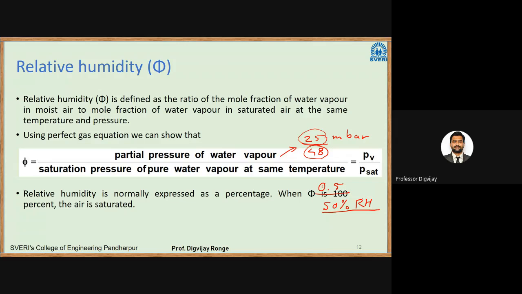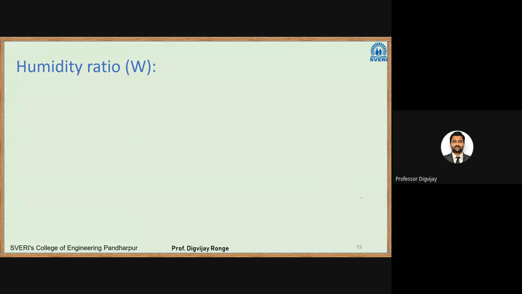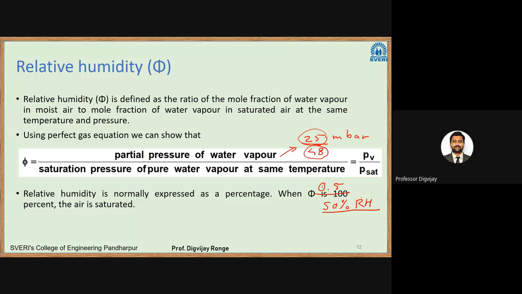So relative humidity is normally expressed as a percentage. When phi is 100%, the air is saturated. That means phi is 1 or 100%. That means air is saturated. Okay. So that was about the last lecture. We stopped at the relative humidity.